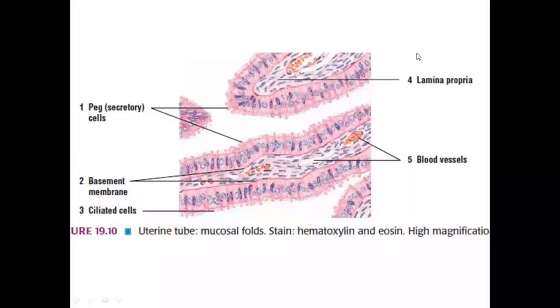Secretions of the PEG cells provide nutrition to the sperm and mature ovum. During proliferative phase of menstrual cycle, the ciliated cells show hypertrophy with growth of the cilia, and there is increase in the secretory activity of the PEG cells.